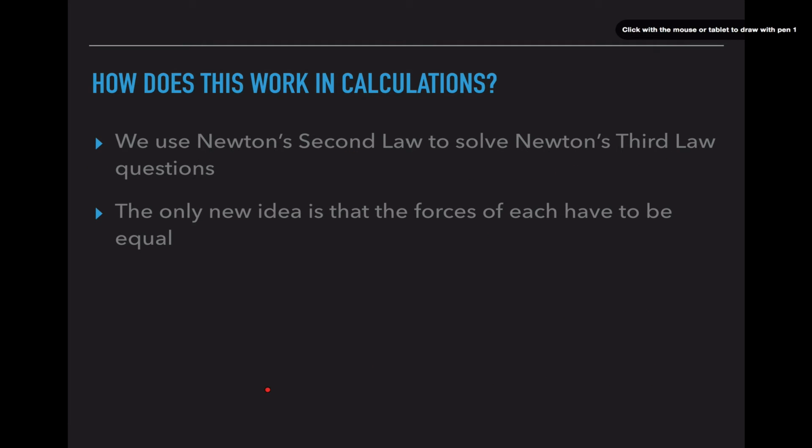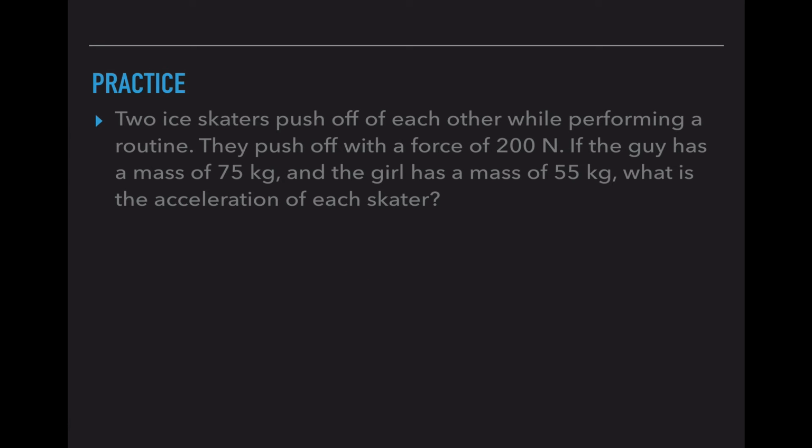So how do these work in calculations? We break down and use Newton's second law to solve Newton's third law questions. So we're going to go back into that F equals ma idea. We're going backwards in time to the easier math. The only new part of this idea is that the forces have to be equal to each other. So we're essentially going to be setting 2 of these equations equal to each other.